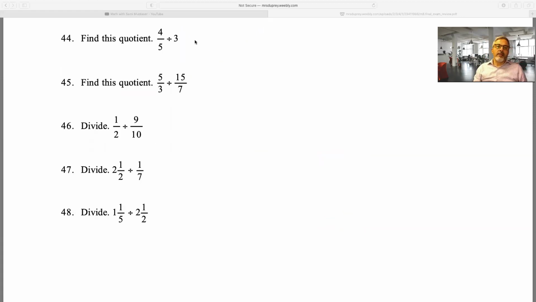Find this quotient. Here we have to write the 3 as 3/1. So now we have 4/5 times, you flip this. Every time you're dividing, you change to multiplication and flip the divisor. Now, can we reduce? We can't. Can we reduce diagonally? We can't. Now you could just multiply tops together and bottoms together, and you'll get 4/15.